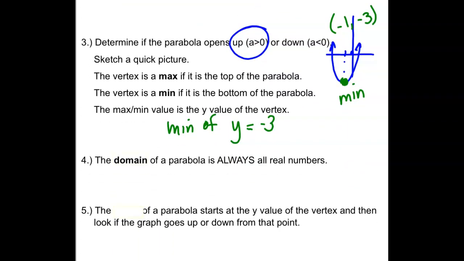The domain of a parabola is always all real numbers, so even without graphing we know that. And the range of the parabola is based on the vertex and if the graph goes up or down from that point. So my vertex has a y-coordinate of -3, and all of my y values go up from there. So my range would be that y has to be greater than or equal to -3. So we can find a whole bunch of information without actually plotting the whole parabola.